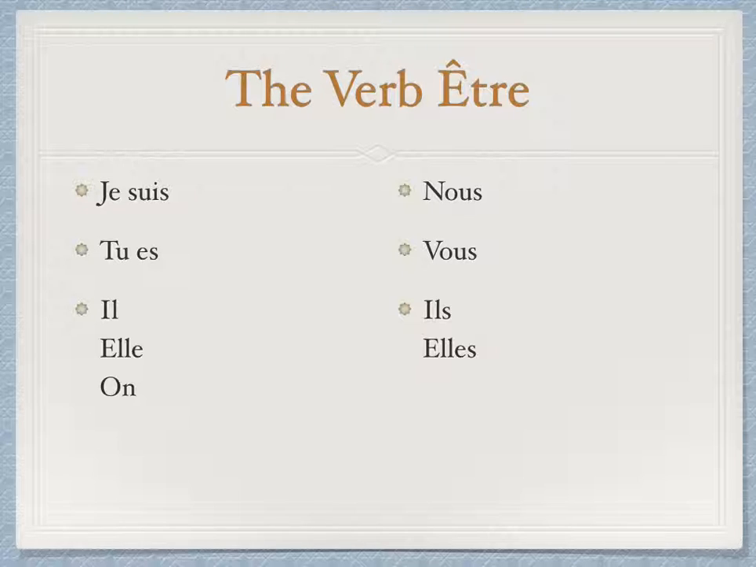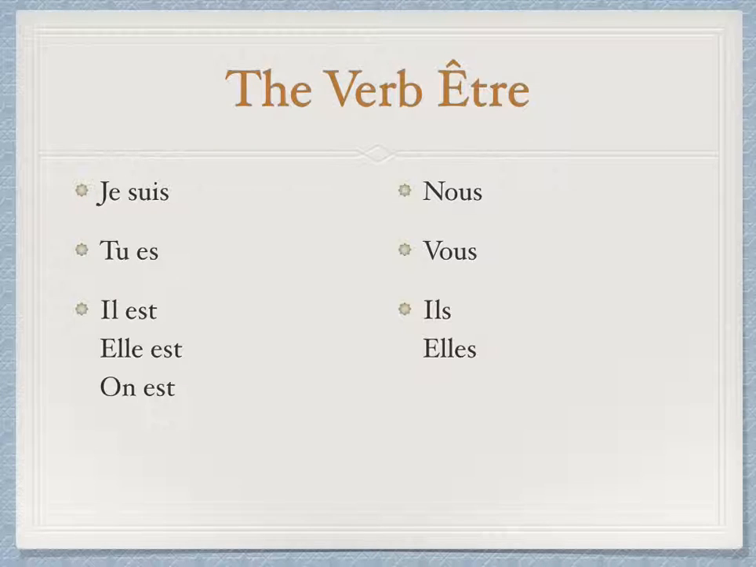Then it's il, elle, on, est. Yes, it's still pronounced a, but please make sure that you understand the spelling difference. Tu es, es. Il est, est. Il est, elle est, on est. He is, she is, one is.